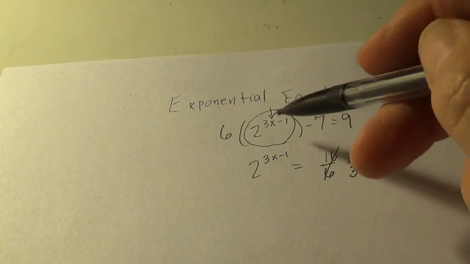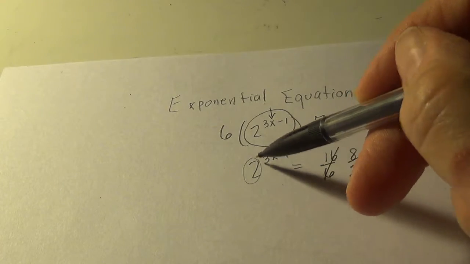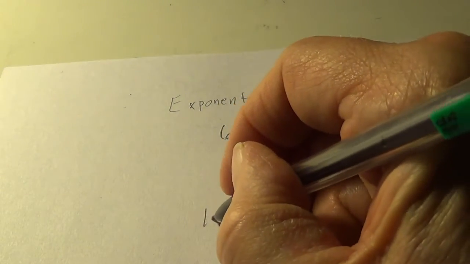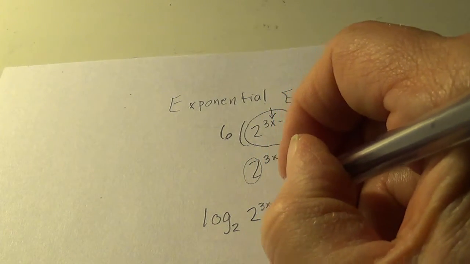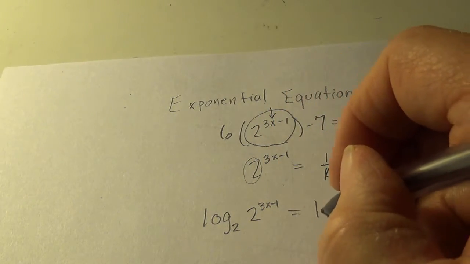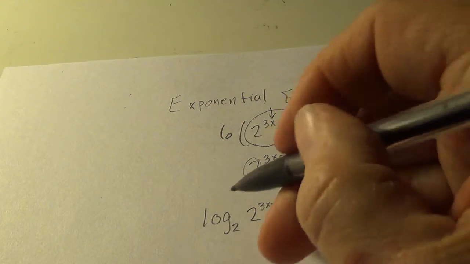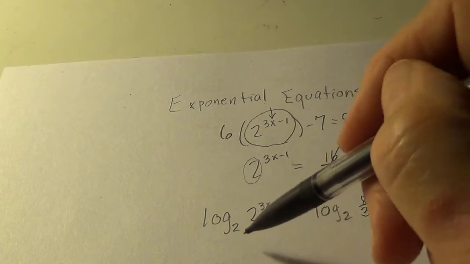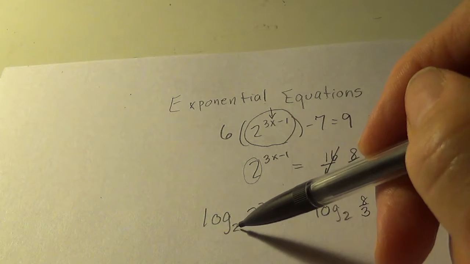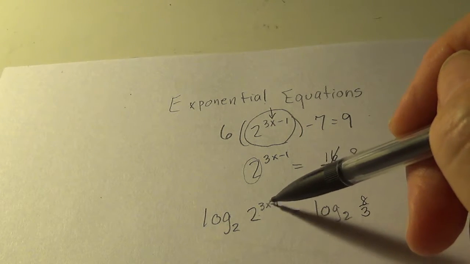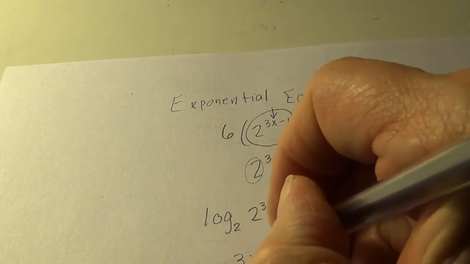You take the log of both sides, but that log should match this number. So the base 2 log is what I'm going to take. Log to the base 2 of 2 to the 3x minus 1 equals log to the base 2 of 8/3. Why did I take log to the base 2? Because it creates an easy peasy problem over here. What exponent did I give 2 to get 2 to the 3x minus 1? It's just 3x minus 1.